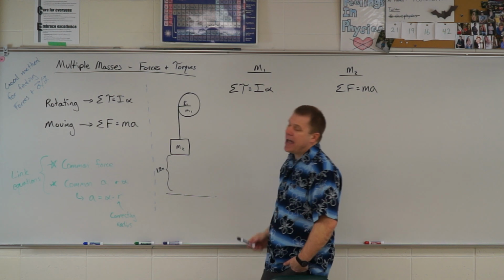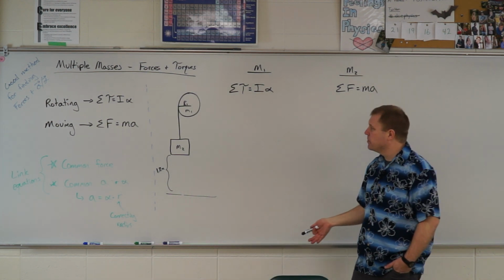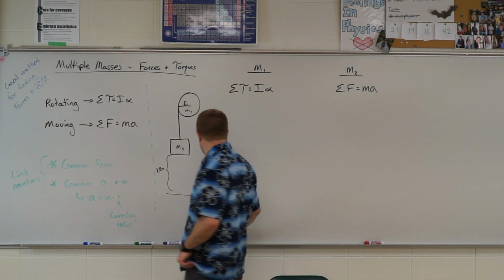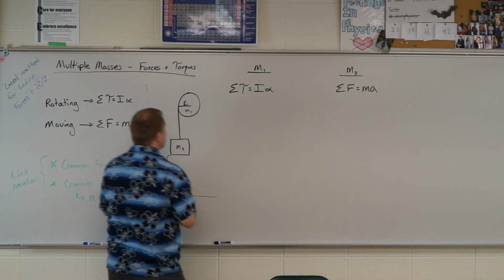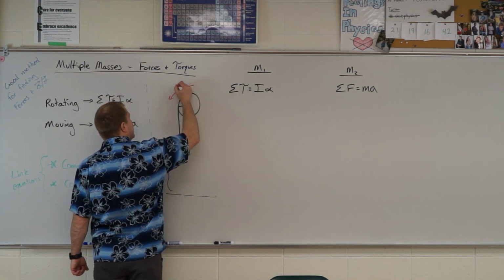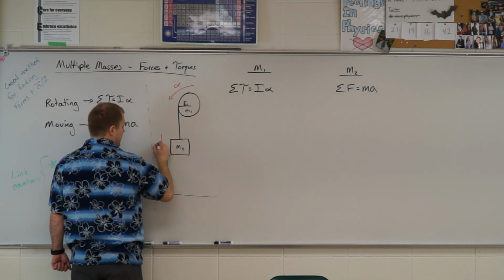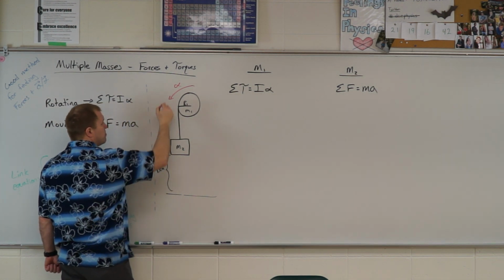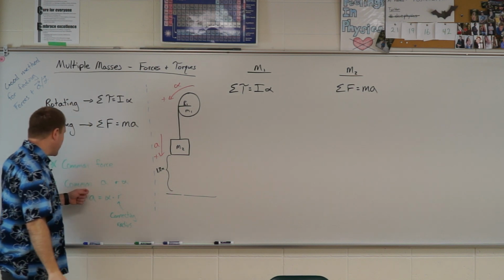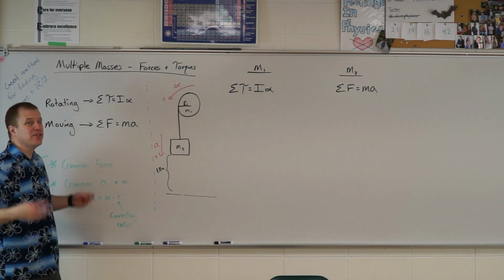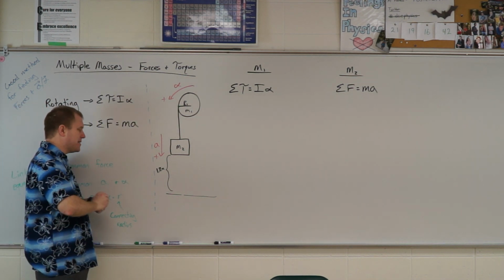As in our multiple mass problems before, we need to identify the direction of acceleration for each. So we identify that the disk is going to angularly accelerate this way, and the block is going to linearly accelerate this way, and we make both positive. That's the idea behind the common acceleration. They both need to be positive here.